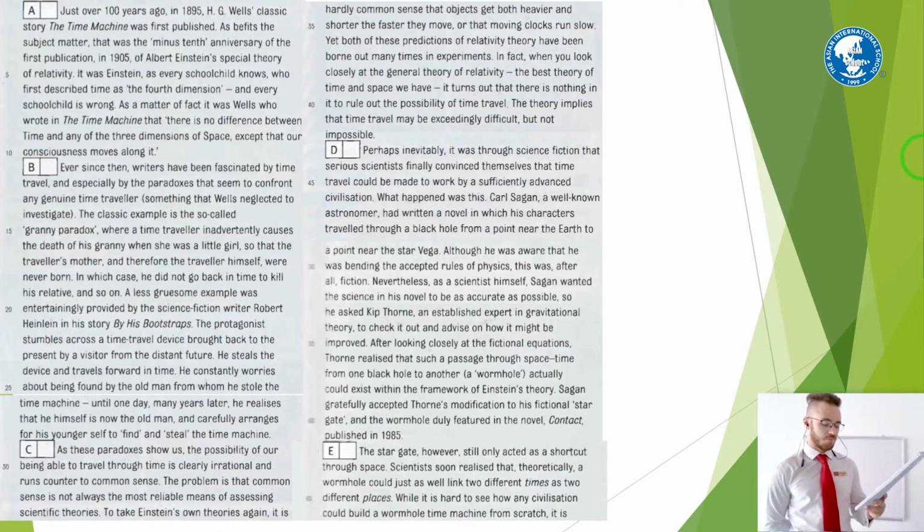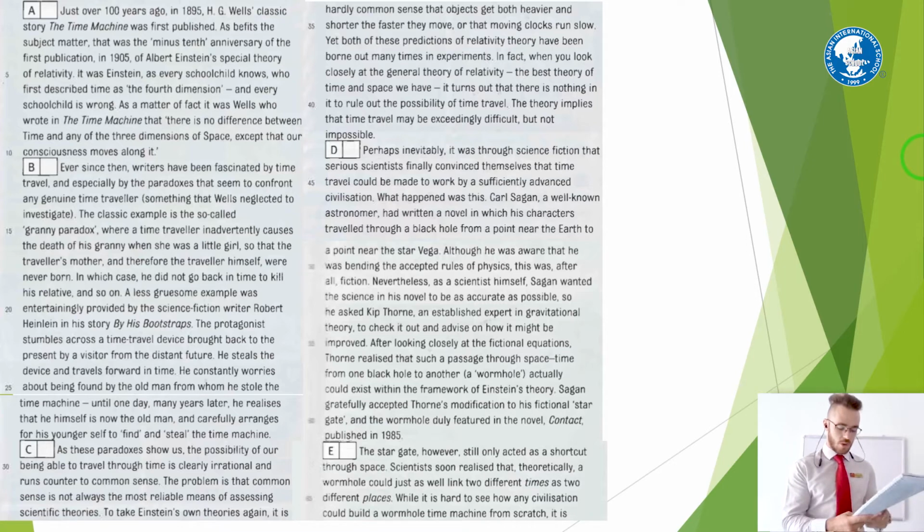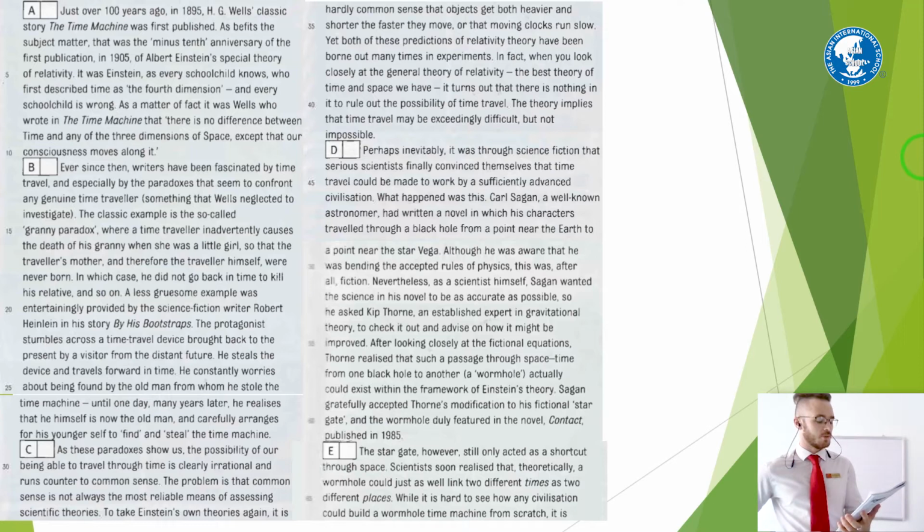What happened was this. Carl Sagan, a well-known astronomer, had written a novel in which his characters traveled through a black hole from a point near the Earth to a point near the star Vega. Although he was aware that he was bending the accepted rules of physics, this was, after all, fiction. Nevertheless, as a scientist himself, Sagan wanted the science in his novel to be as accurate as possible.